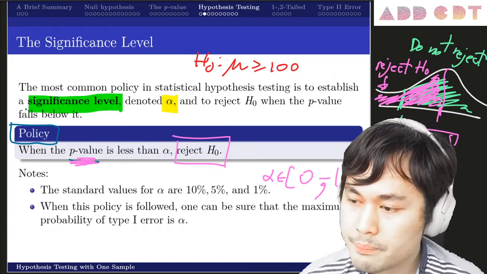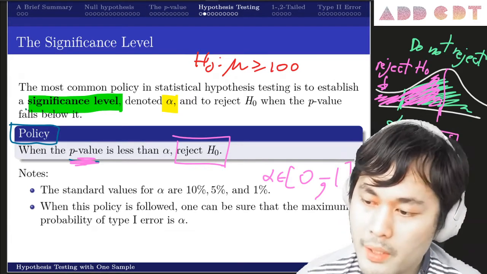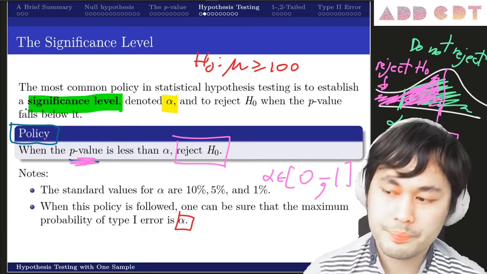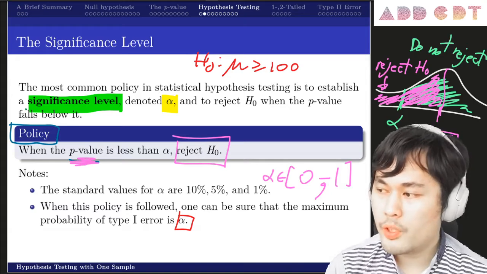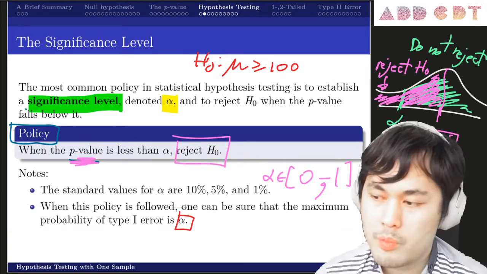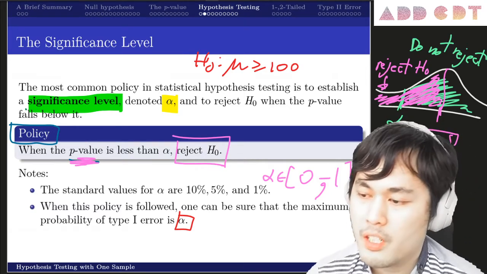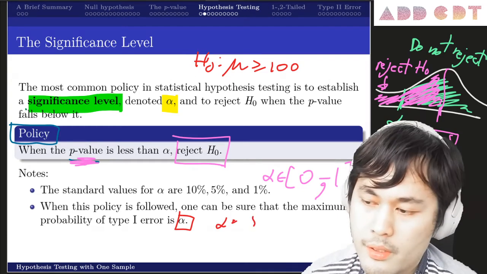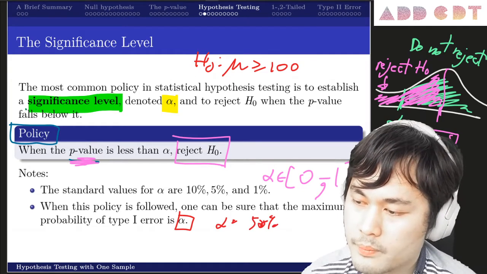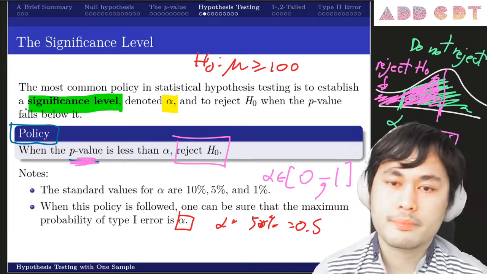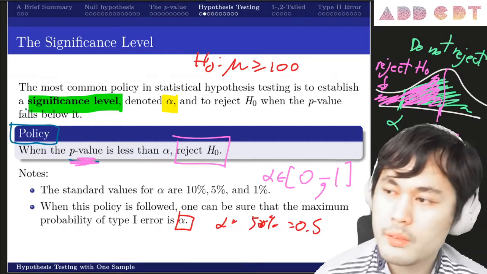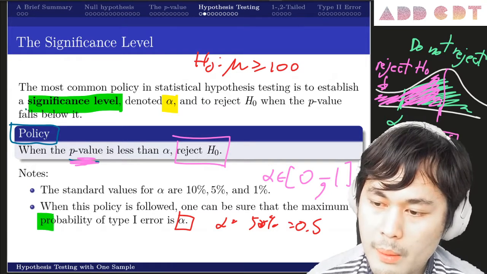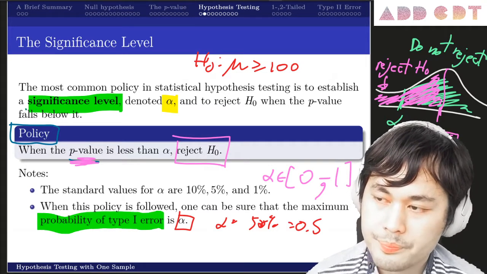But what you have to keep in mind is alpha is going to be the error in terms of percent. If you want the error to be 50%, then alpha is going to be 50% or 0.5. So alpha is going to be the probability of type 1 error.